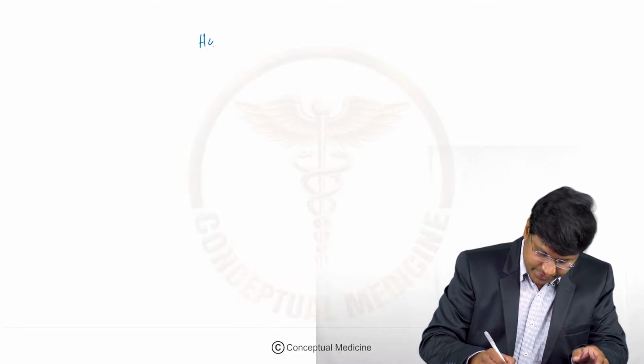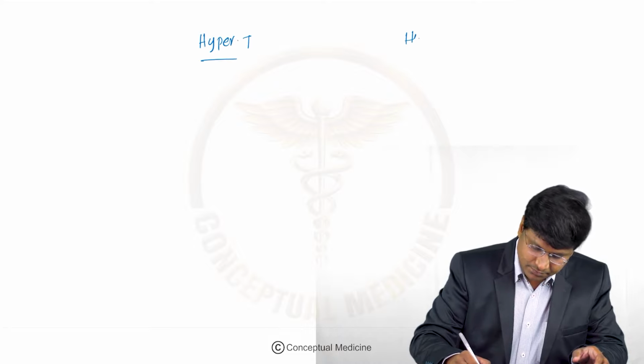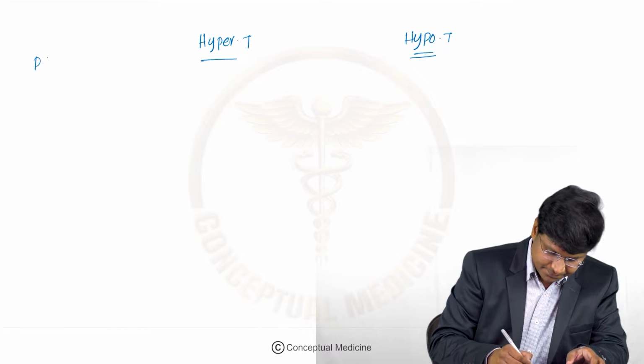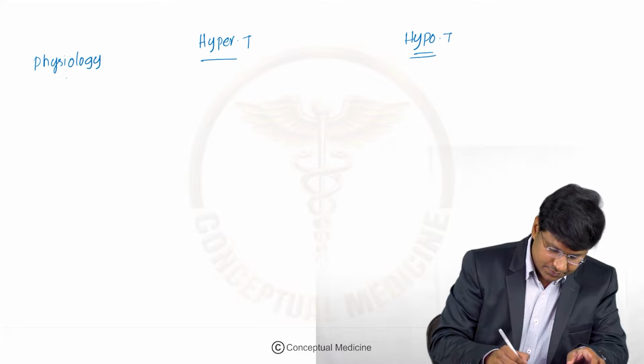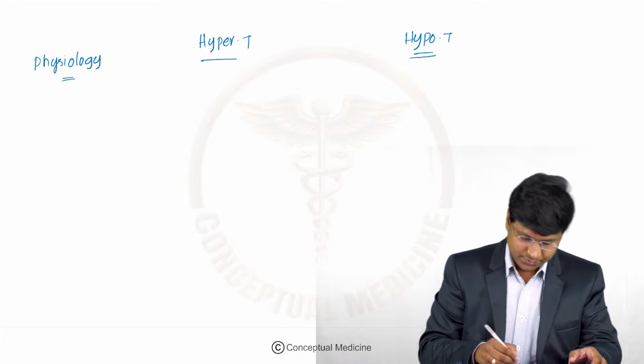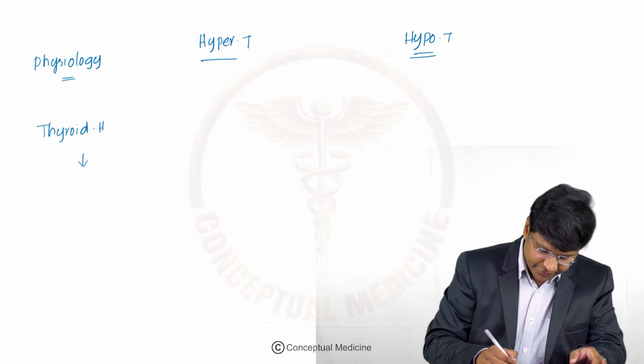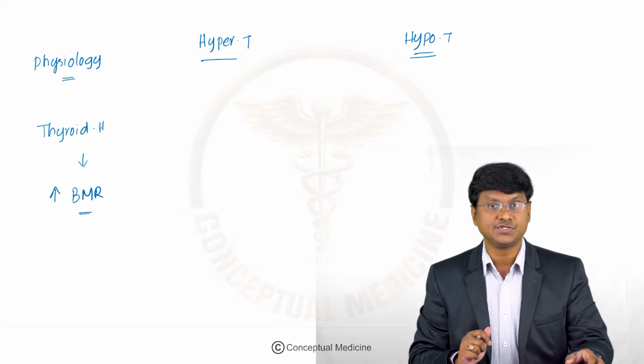So on one side you take hyperthyroidism and on the other side hypothyroidism. And you should know the basic physiology of thyroid hormone. Please remember the effect of thyroid hormone on the basal metabolic rate of the individual. Thyroid hormone increases the basal metabolic rate. That is the basic physiology.